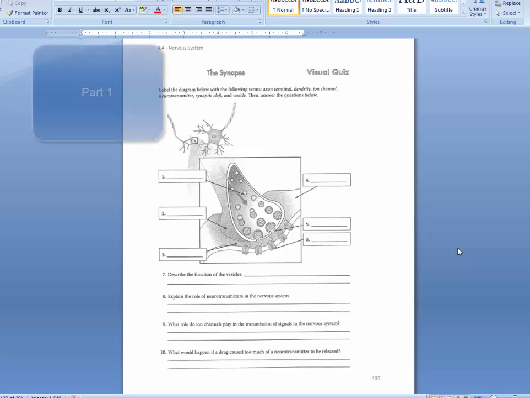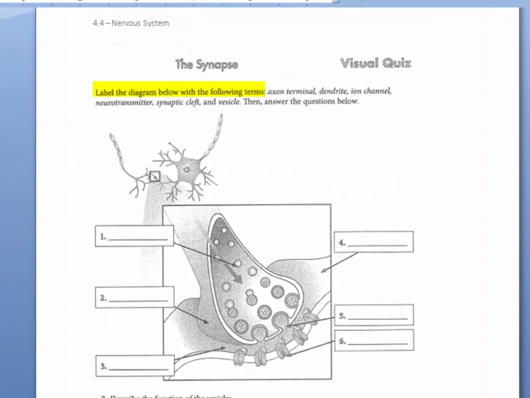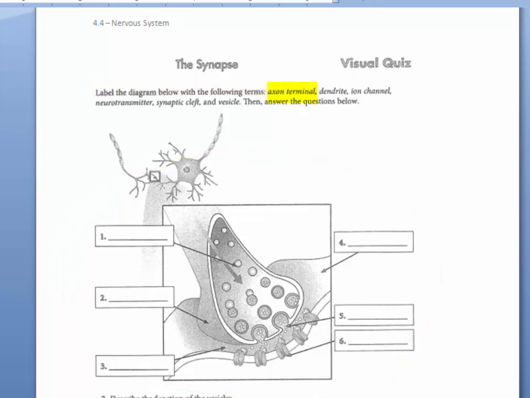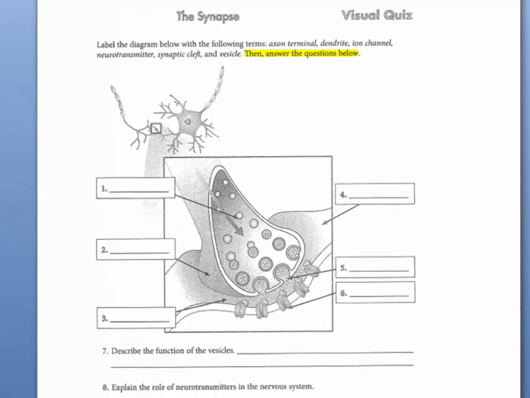Hi, this is part one of the nervous system quiz. Let's read the directions. Label the diagram below with the following terms: axon terminal, dendrite, ion channel, neurotransmitter, synaptic cleft, and vesicle. Then answer the questions below.